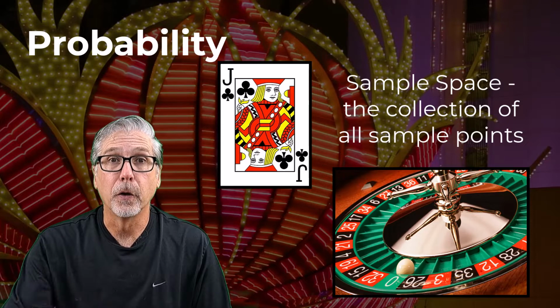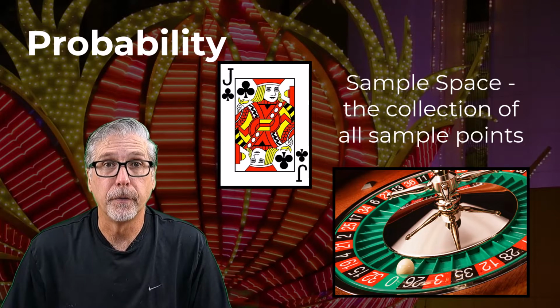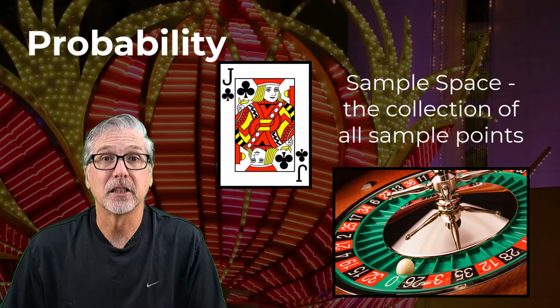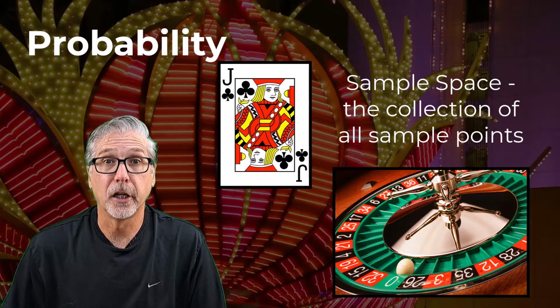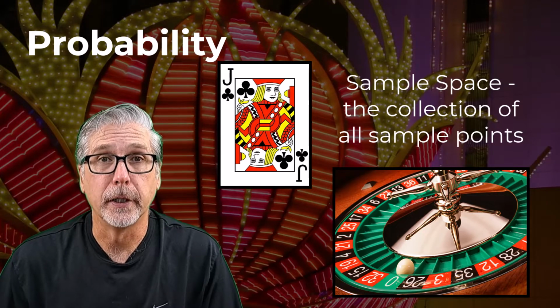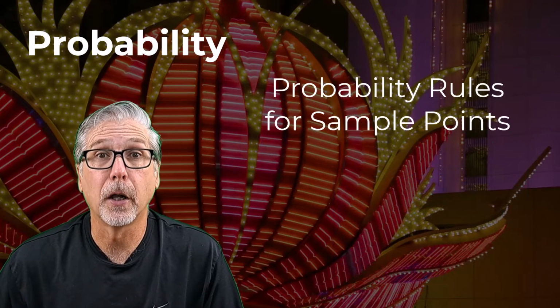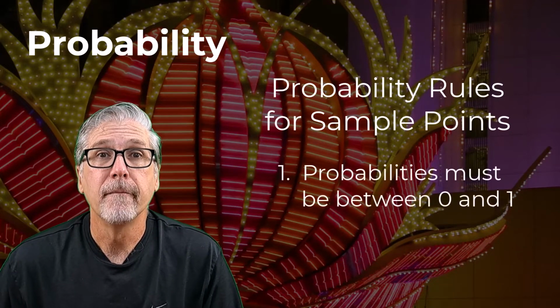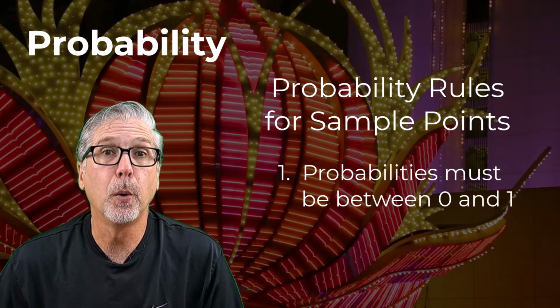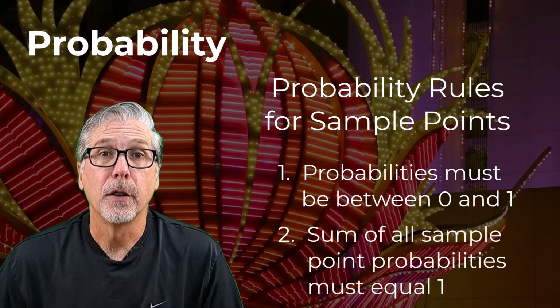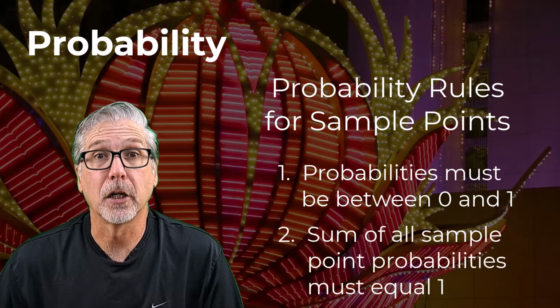If I write out all those different cards, all 52 of them, those sample points, that's the sample space, the collection of all sample points. Sample points have a unique characteristic. There are 2 probability rules that are always applied to sample points. The first is the probabilities have to be between 0 and 1, and the second is the probabilities of all sample points must sum to 1.